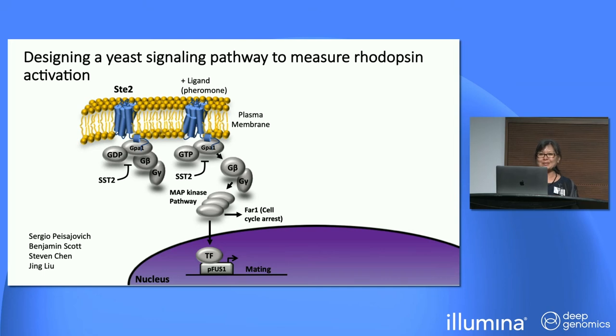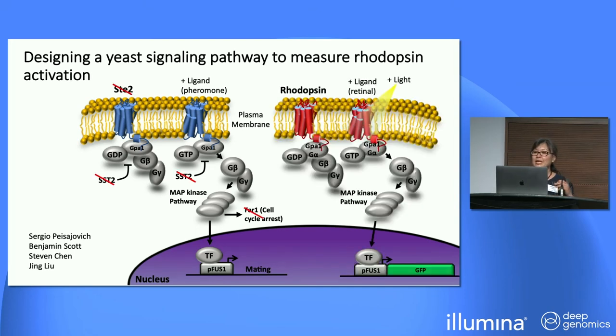Basically, we constructed a system in yeast where we co-opted the yeast mating pathway, knocked out the endogenous STE2 GPCR in yeast, and hooked it up to rhodopsin instead. So basically, we now have a light-sensitive signaling pathway in yeast, which now has a fluorescent readout, okay?